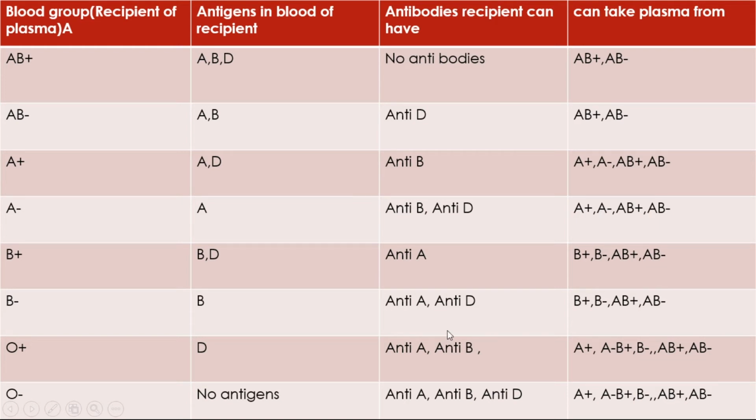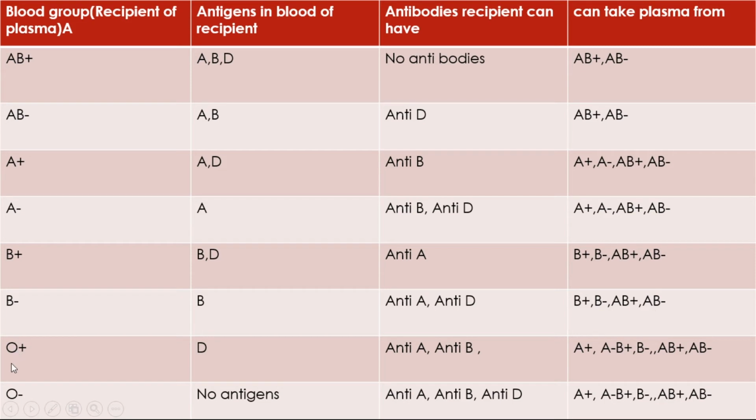The B positive blood group will have the plasma of the blood group that has anti-A in its blood, or no antibodies. So AB positive and AB negative obviously, and B positive and B negative. For B negative: B positive, B negative, AB positive and AB negative.